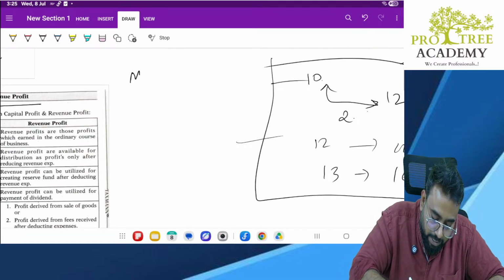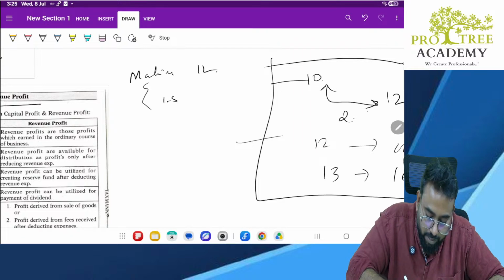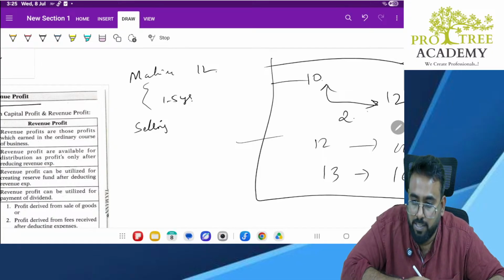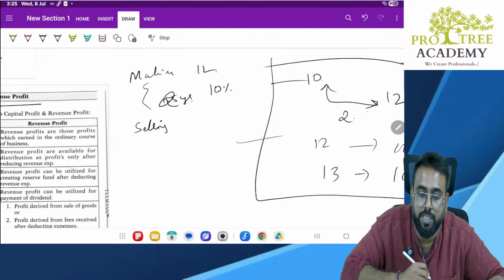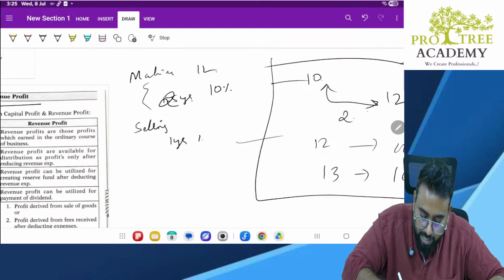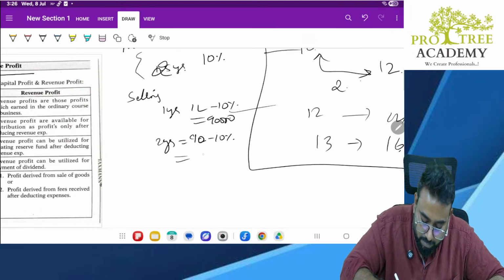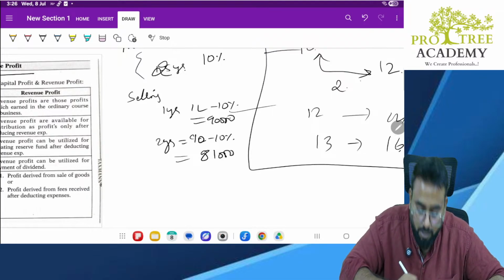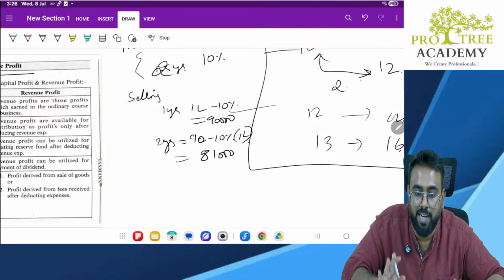Now, what is capital profit? I purchased a machinery for 1 lakh. I used it for 1.5 years. Now I am selling it. Understanding? Suppose, let's say I have used it for 2 years. Now 2 years I have charged depreciation of 10% each. So year 1, 1 lakh minus 10% will be 90,000. Year 2, 90,000 minus 10% will be 81,000. Now don't do 10% on 90,000. It is 10% of 1 lakh. Straight line method.